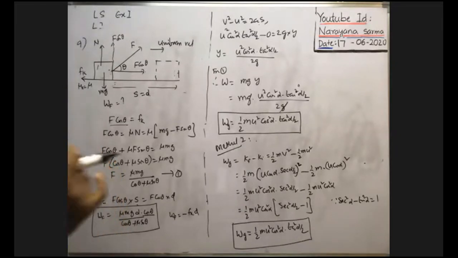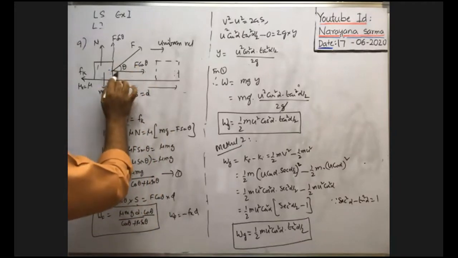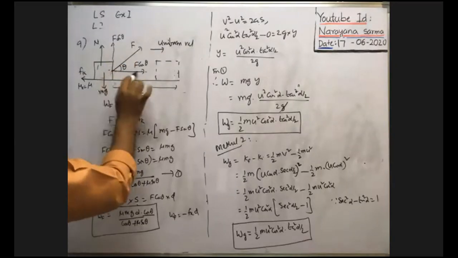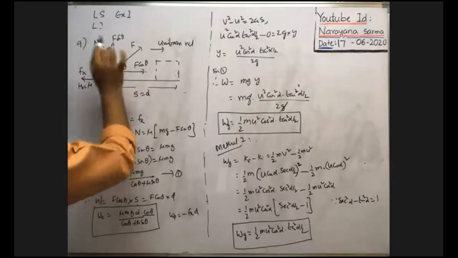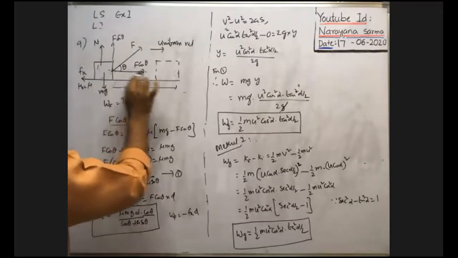F cos theta. Okay. You see, here you resolve this force into components. F cos theta in this direction, because the angle is this one. That's why this component is F cos theta. This component is F sin theta. Because of this force component F cos theta only, the block will move in the forward direction.